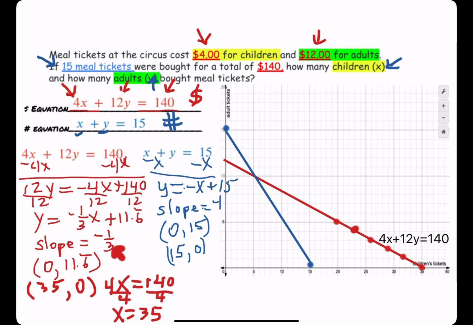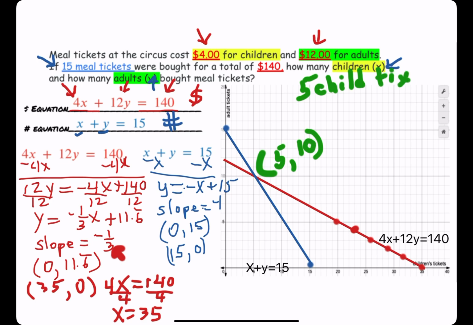Remember to label x plus y equals 15. I'll use my original equation. And my point of intersection is 5, 10. If you remember, x represented the number of children's tickets, so there are 5 child tickets. And y was the number of adult tickets, so that would make it 10 adult tickets.